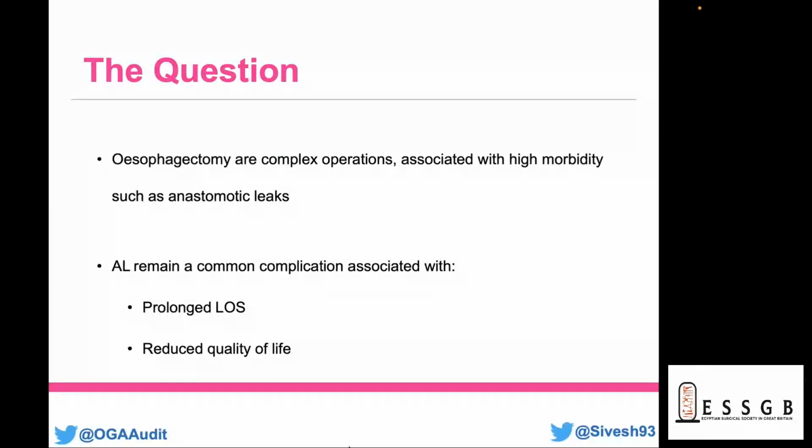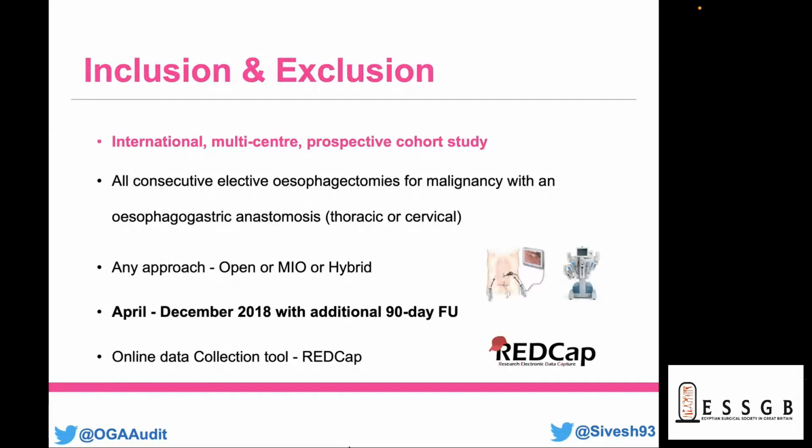So one of the things that we wanted to ask not long ago was about esophagectomies. Now, esophagectomies are a complex operation, as some of you will know. It's associated with high risk, high morbidity, especially anastomotic leaks, which are associated with prolonged length of stay and poor quality of life over the long term. So we wanted to do an international prospective cohort study to include all cancers from April to December 2018.